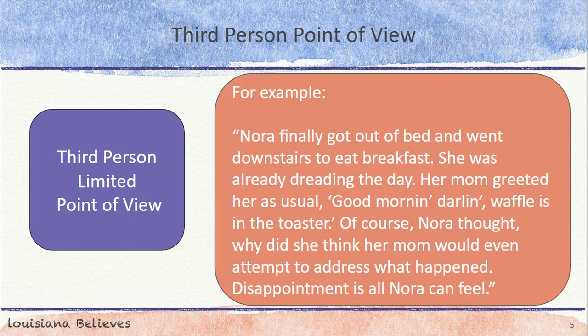Another example of what third person limited looks like is Nora finally got out of bed and went downstairs to eat breakfast. She was already dreading the day. Her mom greeted her as usual. Good morning, darling. Waffle is in the toaster. Of course, Nora thought. Why did she think her mom would even attempt to address what happened? Disappointment is all Nora can feel.